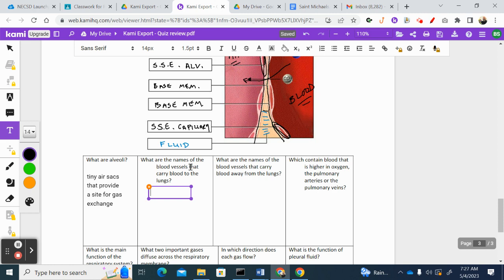What's the name of the blood vessels that carry blood to the lungs? Arteries go away from the heart. A for away, A for artery, right? So if we're going away from the heart, we're going to the lungs. What are the names of the blood vessels that carry blood away from the lungs?